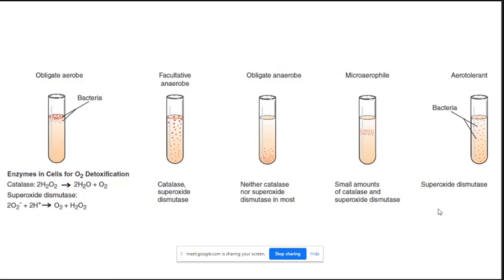Okay. And the last but not the least, aerotolerant. What does it have? What is aerotolerance? Next.